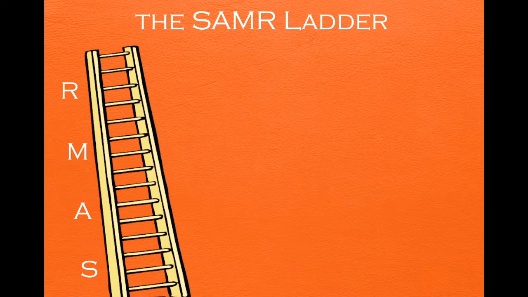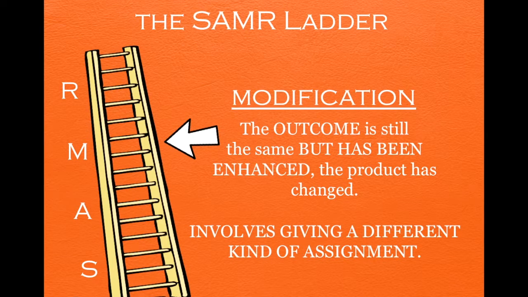As mentioned earlier, modification is the third level. Modification is when the overall outcome is the same, however the product is changed through enhancements. Something to keep in mind is that modification involves giving a different kind of assignment. An example of modification would be taking the basic assignment of students making posters or PowerPoints to demonstrate understanding of concepts, and enhancing it by requiring the students to share the same information in the form of an iMovie. By requiring the use of iMovie, the activity moves up to the modification level.